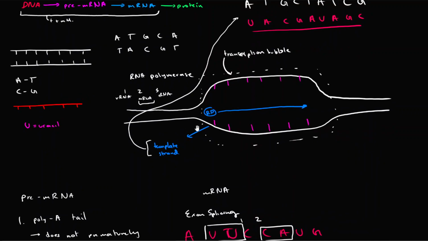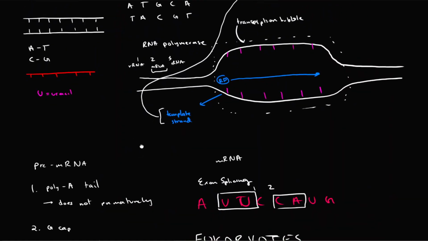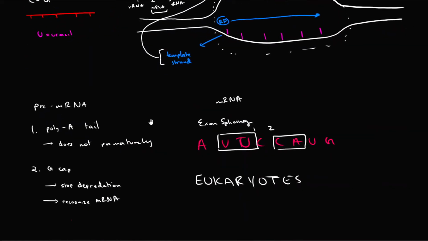Through transcription by RNA polymerase and the specific RNA polymerase of 1, 2, or 3, and then the creation of a pre-mRNA, which then converts itself into an mRNA through addition of a poly-A tail, a G cap, and exon splicing, we've finally gotten a product of mRNA. And in the next video, we'll be going over how exactly the body uses mRNA in order to create proteins that sustain our cells.